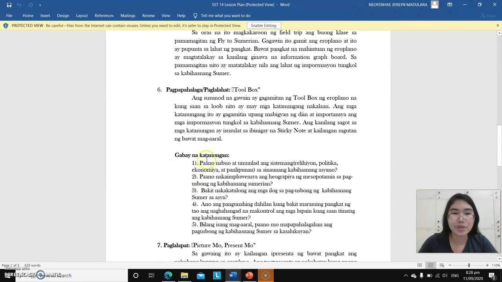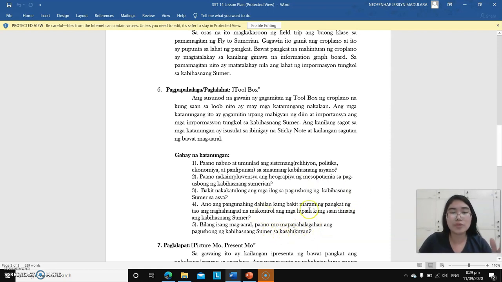Okay, another one. So, these are the questions, gabay na katanungan or guide questions. Paano nabuo ang sistema ng kabihasnang Asyano through different aspects: relihiyon, politika, ekonomiya, at panlipunan. Paano naka-impluwensya ang geografiya ng Mesopotamia sa pag-usbong ng kabihasnang Sumerian? Bakit nakatulong ang mga ilog sa pag-usbong ng kabihasnang Sumer sa Asya? Ano ang pangunahing dahilan kung bakit maraming pangkat ng tao ang naghahangad na makontrol ang mga lupain kung saan itinatag ang kabihasnan ng Sumer? Bilang isang mag-aaral, paano mo mapapahalagahan ang pag-usbong ng kabihasnan ng Sumer sa kasalukuyan?